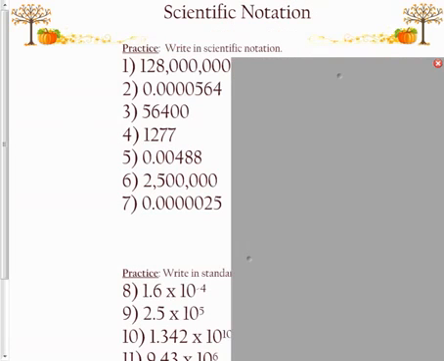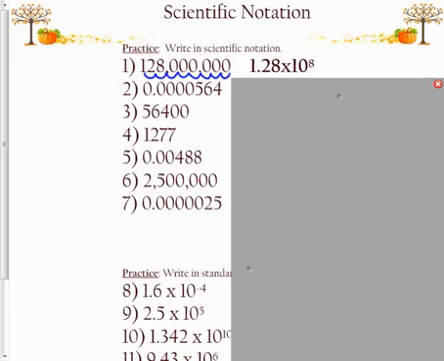Let's look at some practice problems. Okay, try questions number 1 and 2. Question number 1 is a very large number. There is no decimal, so the decimal would have started on the end and moved 3, 4, 5, 6, 7, 8 spots. So our answer would look like this, 1.28 times 10 to the 8th.